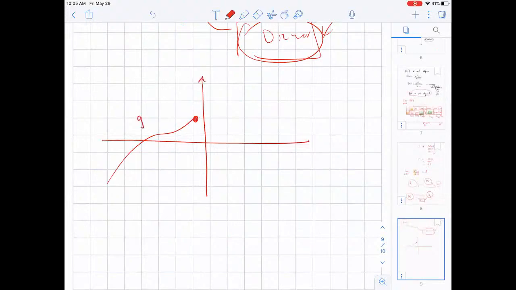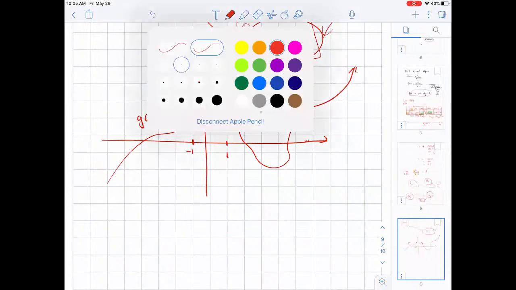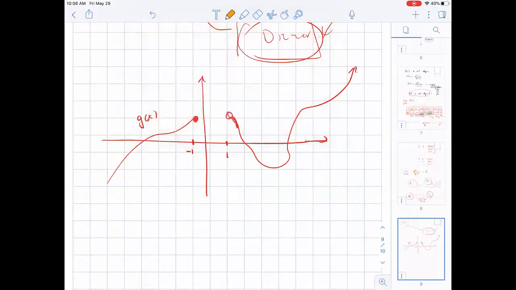Let's call this function g of x. Okay? Let's put some values: 1, -1, 1. Let's say this is 1, and let's say this is 1 also. Here is -1.